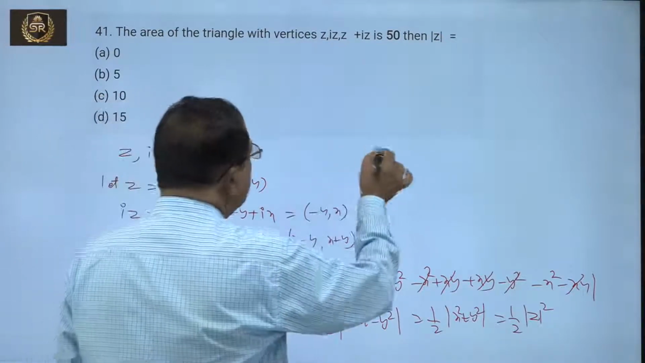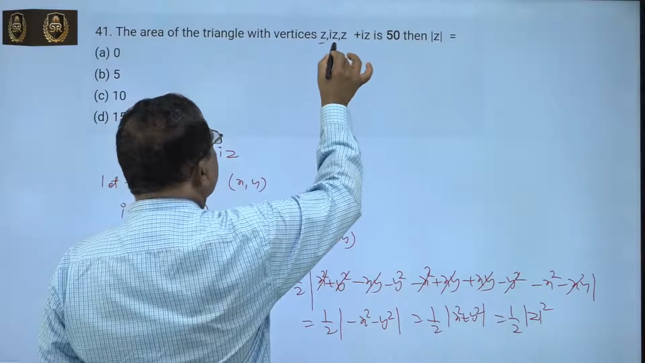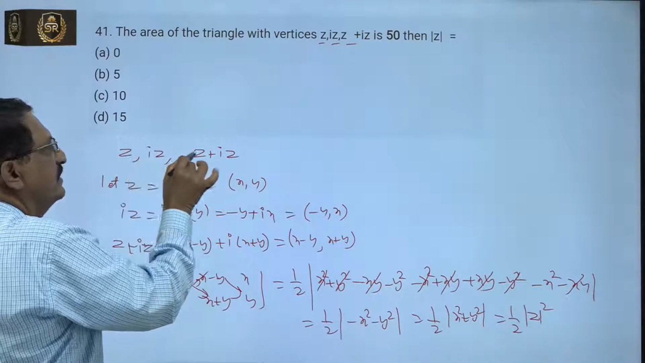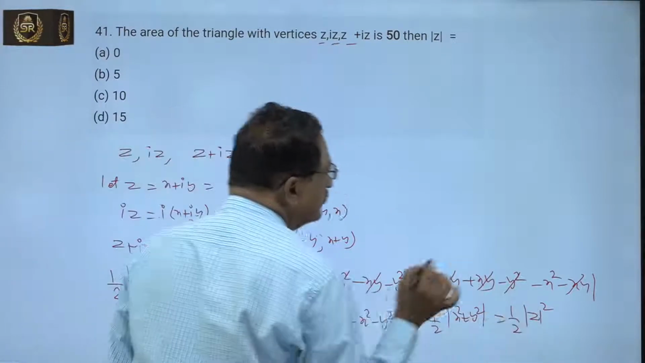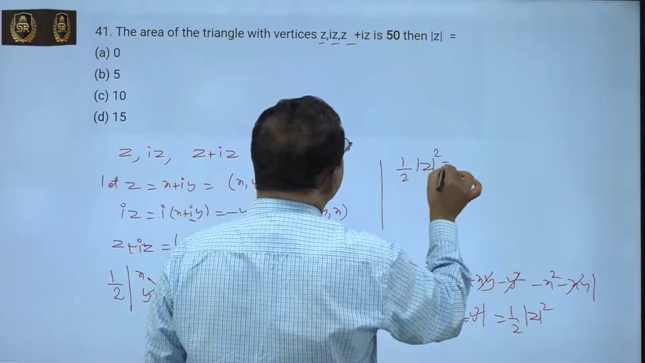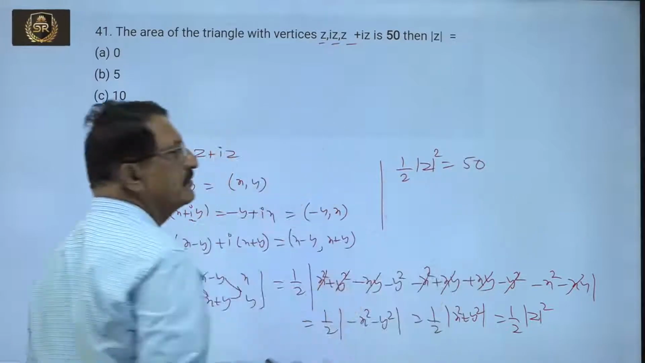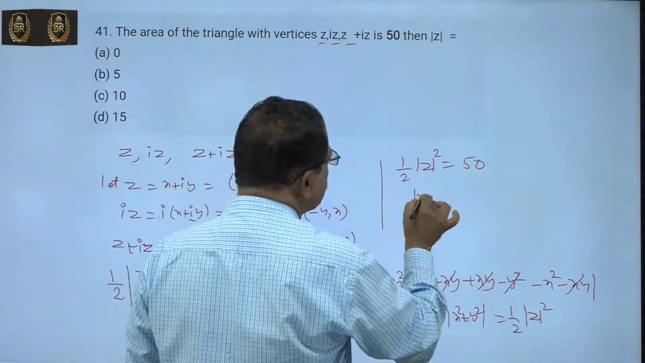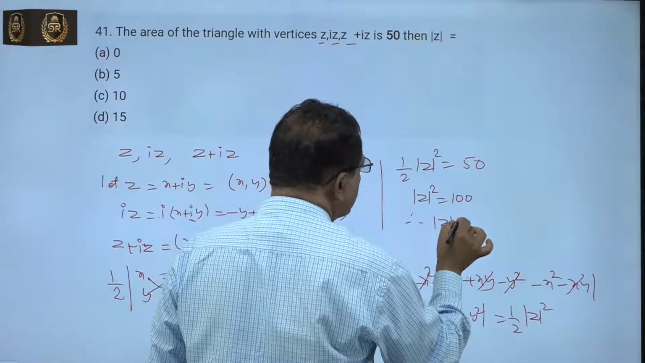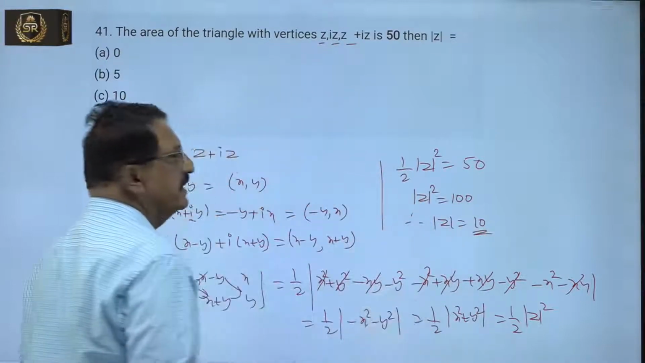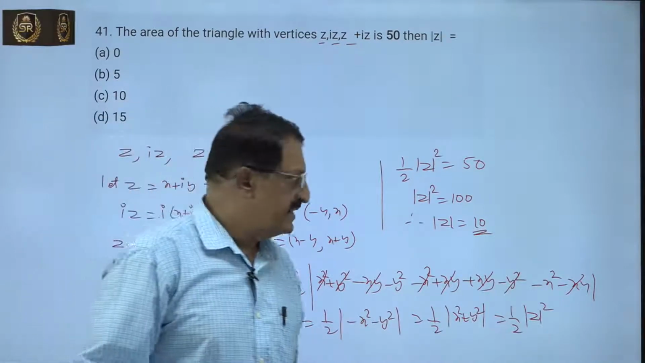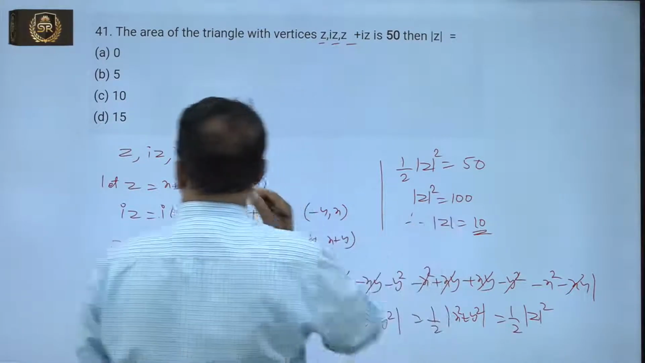Now this is actually the formula: the area of the triangle formed by z, iz, z plus iz is half into mod z squared. Here it is given that half into mod z squared equals 50, the area of the triangle is given as 50. Mod z squared equals 100. Therefore the required mod z equals 10, because mod z is always positive, take only the plus sign, not plus or minus. Now the option is C.